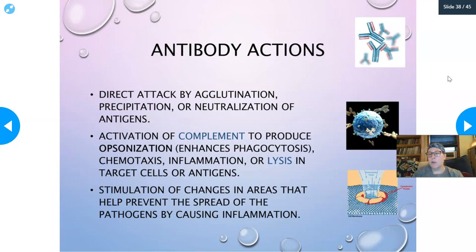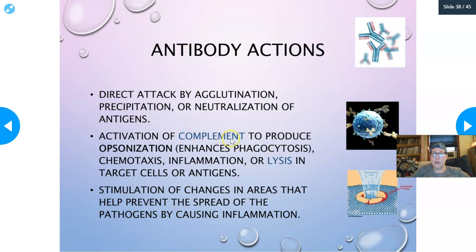So that's what I was referring to when I was talking about the virus with the keys. If the keys are coated with antibodies, they can't get into the lock. So this virus is inactivated, if you will, neutralized. It cannot enter. And if it cannot enter a cell, it cannot reproduce and make more viruses. So it's been effectively neutralized.